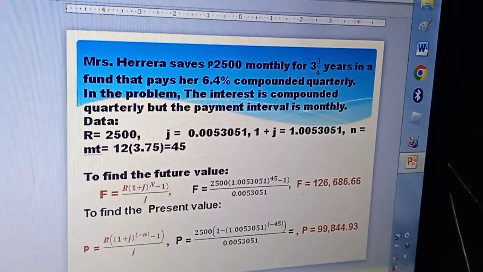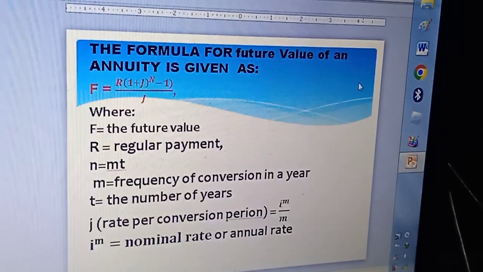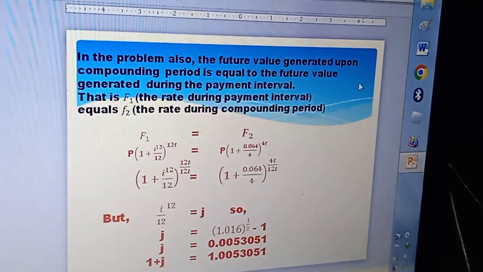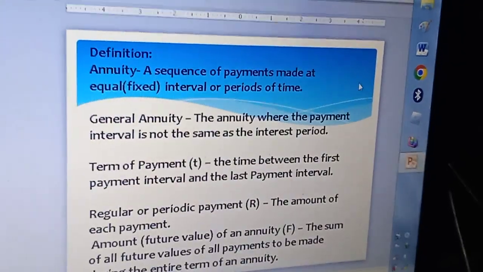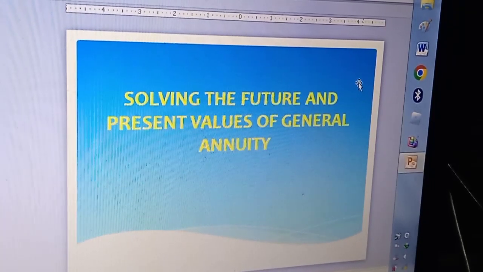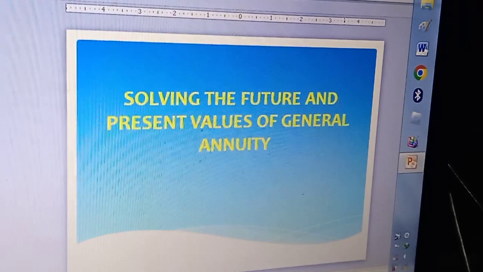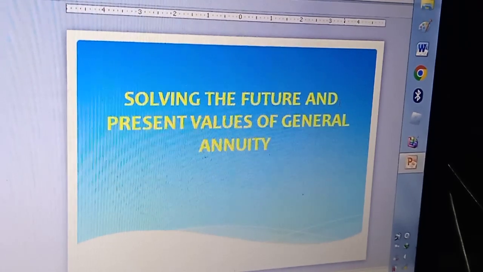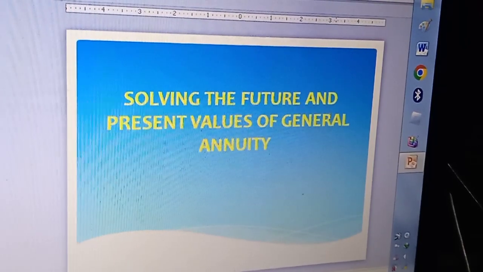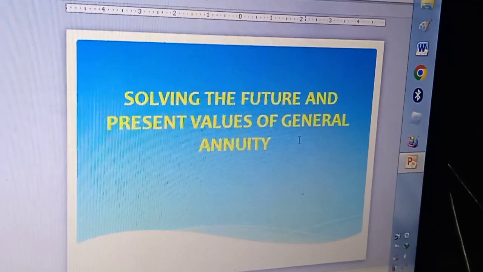This time we are going to have a problem on the present and future values of general annuity. The difference between the simple annuity and general annuity is that in simple annuity, the compounding period is the same as the payment period. This means that during the payment period, the compounding of interest happens.